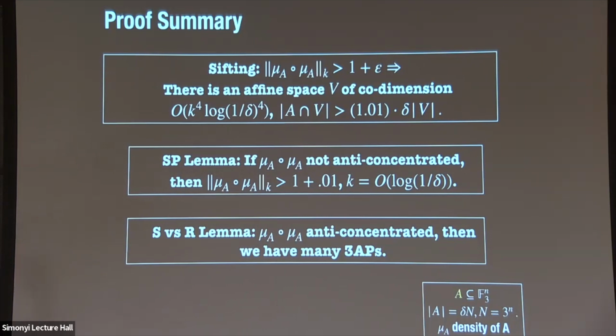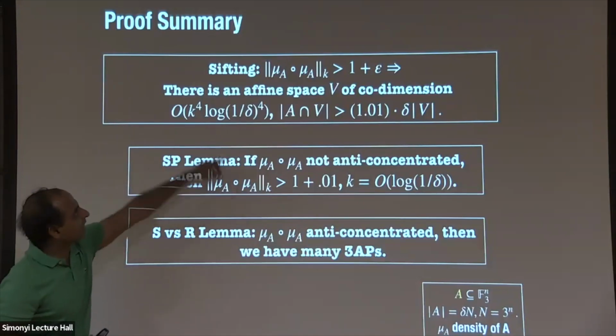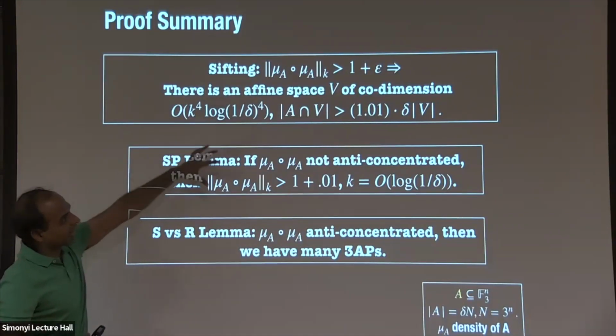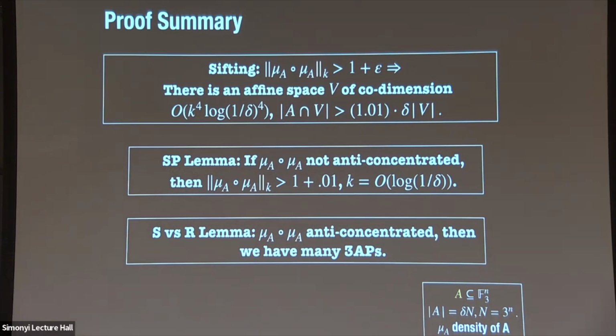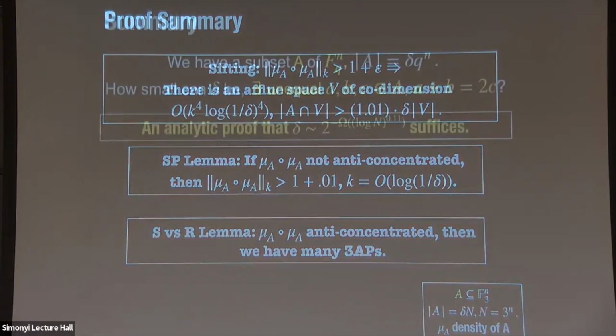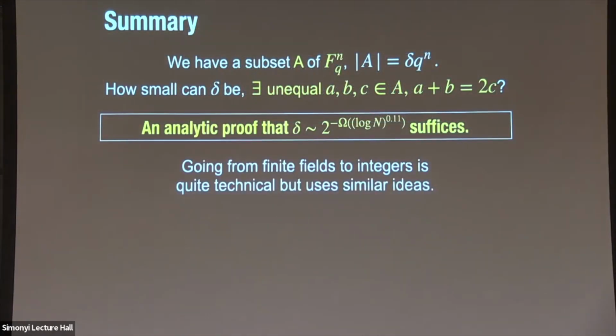And then to finish it off, you have the sifting plus the almost periodicity part, which tells you that whenever you have a K norm which is big, there is an affine space onto which you have density increment, and the codimension is polylogarithmic in the density, 1 over delta. So K is like log 1 over delta, so you get log 1 over delta to the 8. You need to do one more log 1 over delta, so you get to the power 9.